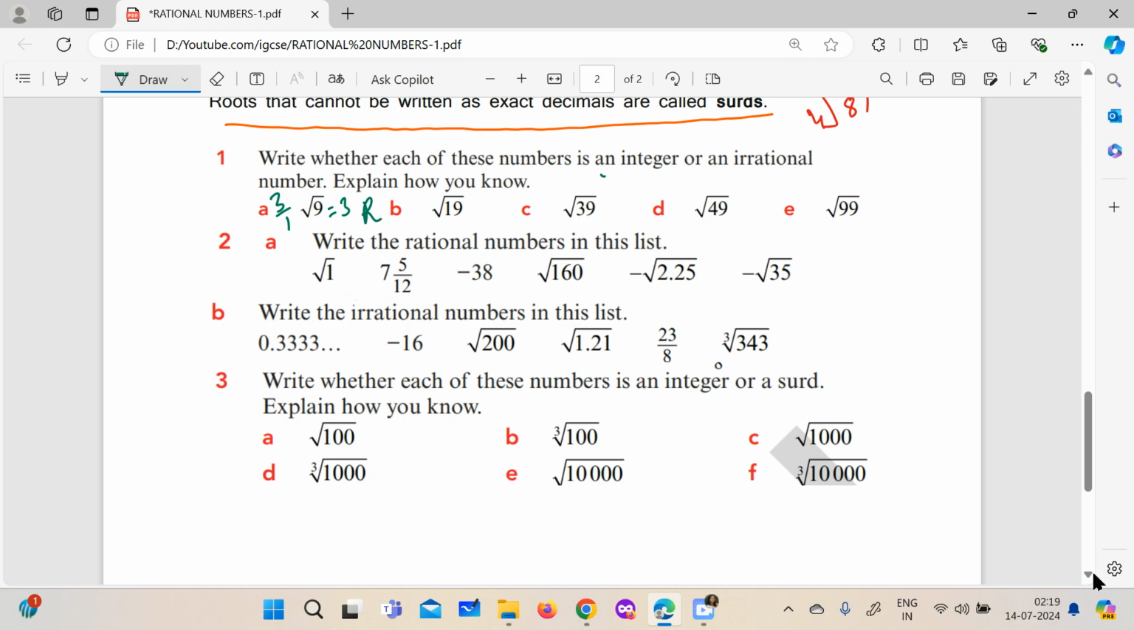Now we have to identify this as integer or irrational. So we will say this is an integer. We don't have to bother about this form, we just got the value as a whole number. That's it. So this is an integer. Now root 19. You will not get any fixed value for root 19, and this is not a square number. So this is irrational.